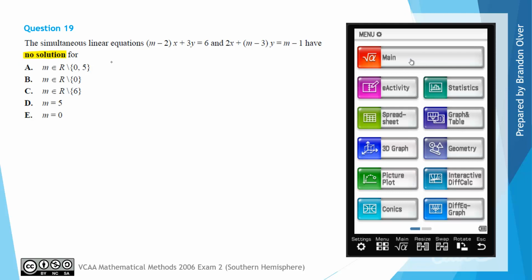So to have no solution, we actually want the same gradient but a different y-intercept. So to compare gradients and y-intercepts, we want to rearrange these equations into their y equals form. So this first equation here, we're going to try and get y by itself, and I'm going to start by subtracting the (m minus 2) times x. So we would end up with 3y is equal to negative (m minus 2) times x plus 6. And then we want to get y by itself by dividing by 3.